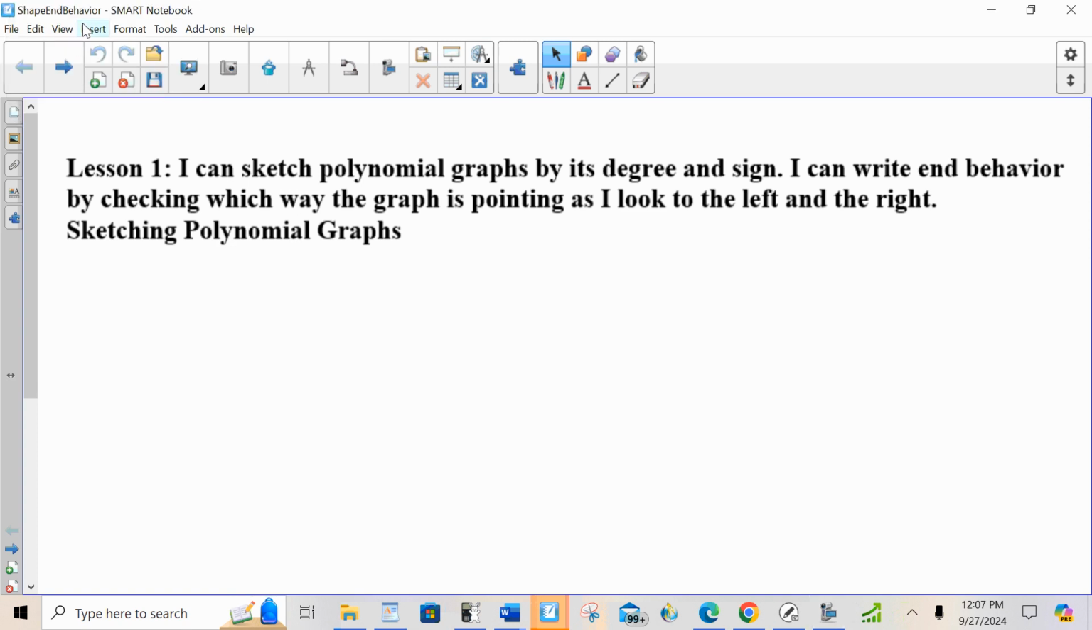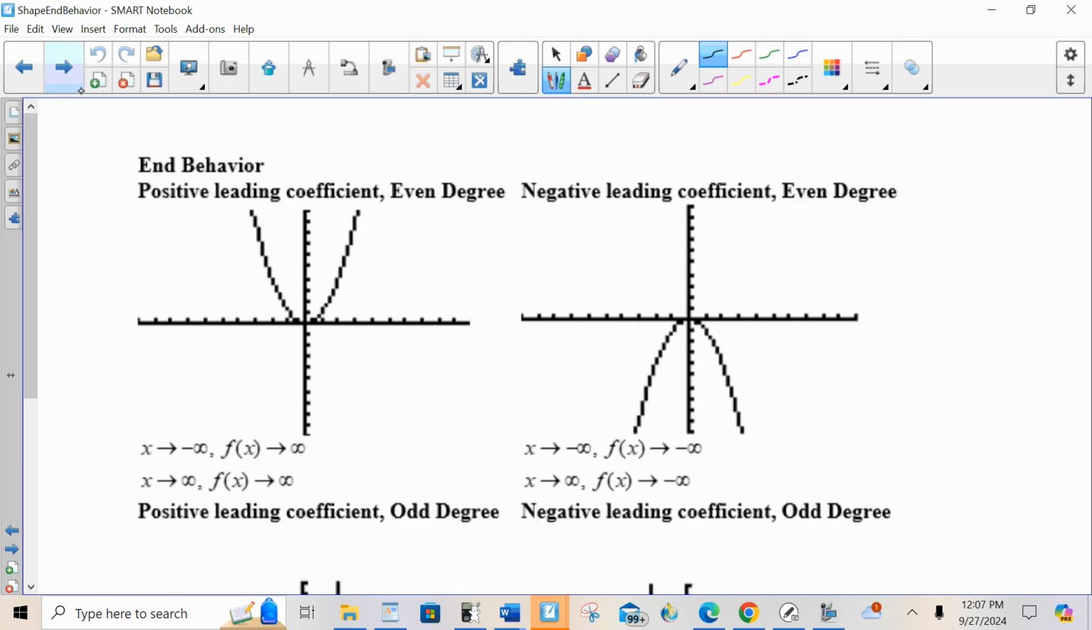Hello everybody, today I can sketch polynomial graphs by its degree and sign, and also I can write end behavior by checking which way the graph is pointing as I look to the left and the right. I'm going to explain to you what these things mean. We're going to start by shape. There are 4 shapes that you are responsible for knowing.